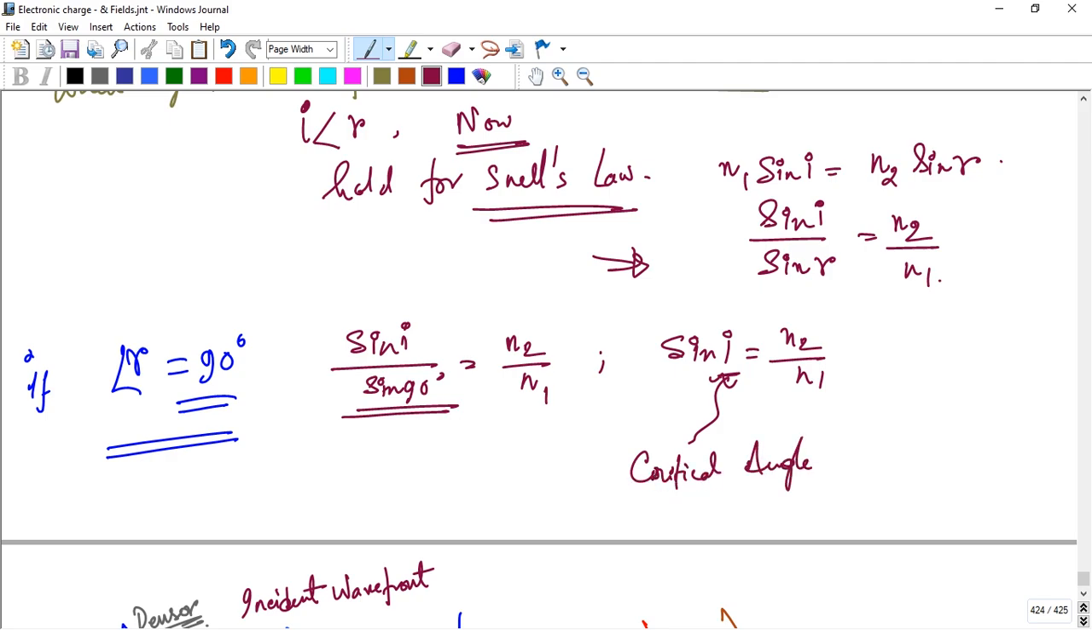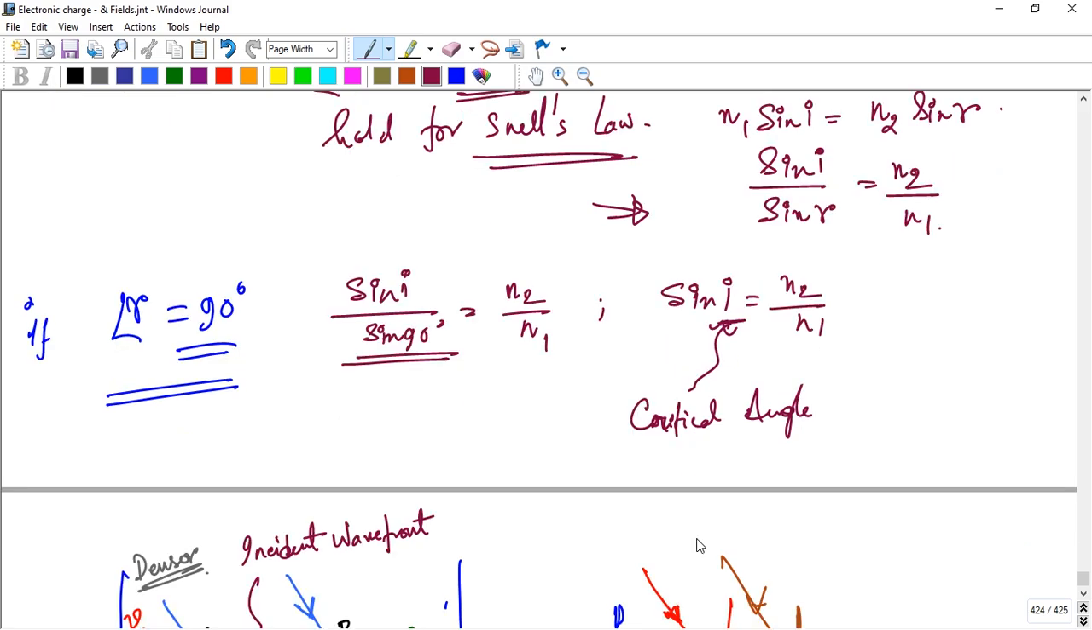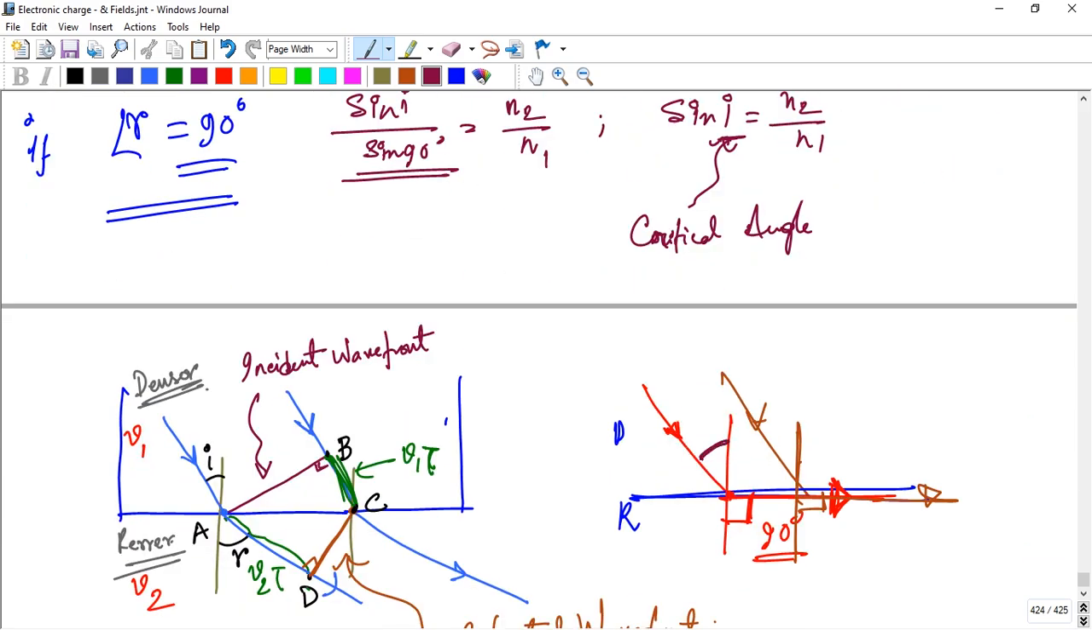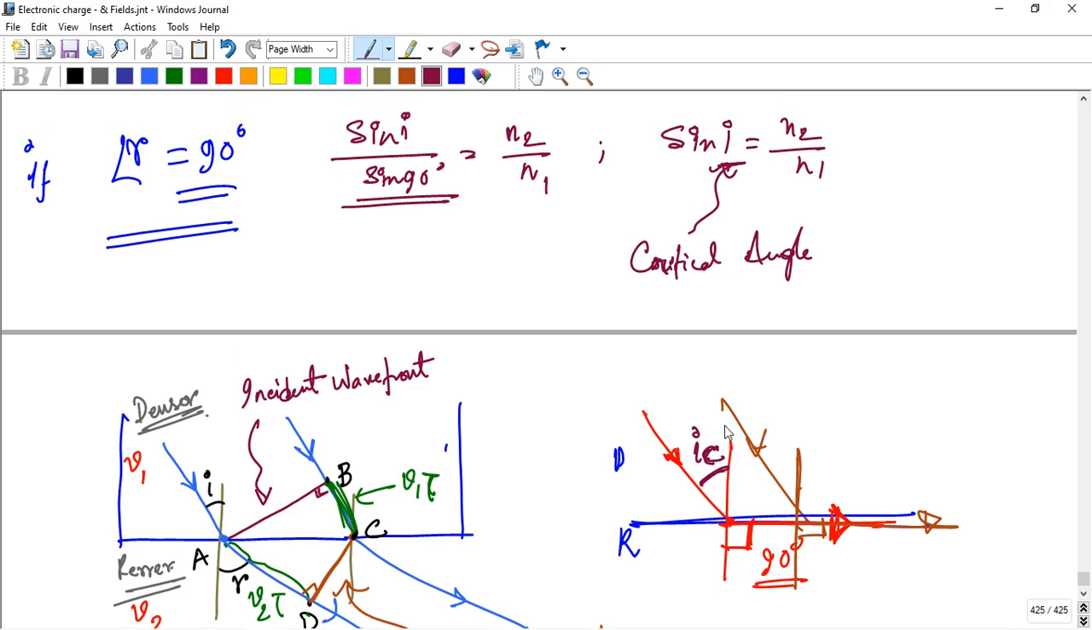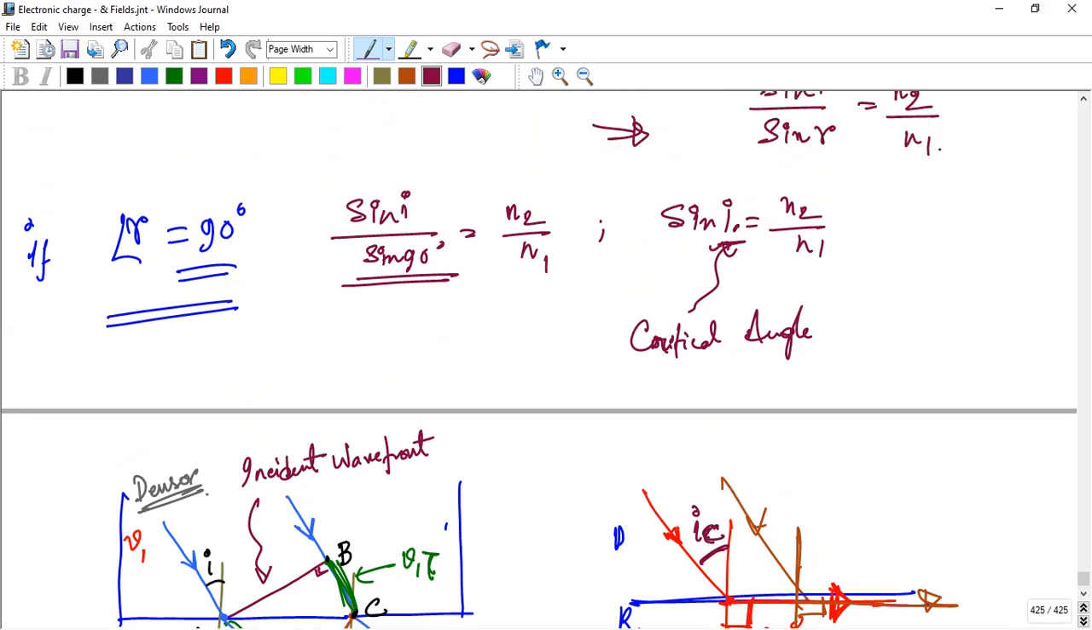Okay, that angle i is the critical angle. This angle is called ic, the critical angle, and now this i turns into ic. Obviously this is an incident angle. So another name of the incident angle is critical angle if the refracted angle is 90 degrees. So there is another concept here, that's the critical angle.